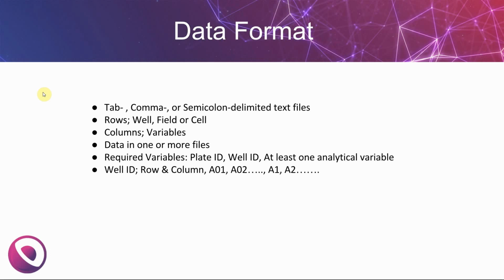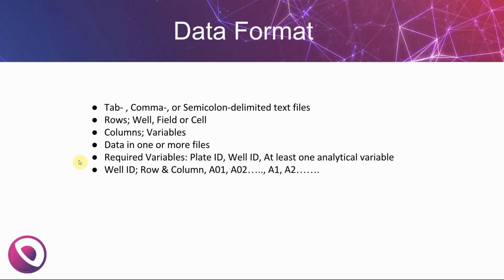So let's just recap. Your data must come in tab, comma, or semicolon delimited text files. The rows will correspond to your wells, fields, or cells, and in the columns you have your variables, both metadata and analytical data. Your data can be in one or more files. As I said, we have functionality in StratoMineR for splitting up files.